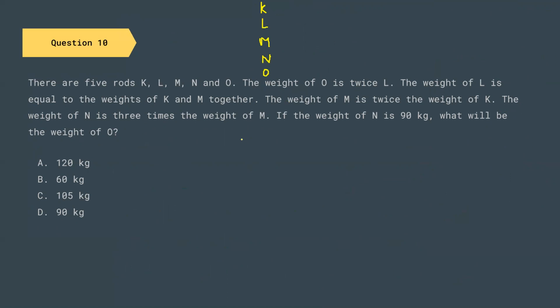Weight of O is twice of L, so O is equal to 2L. The weight of L is equal to K and M together, so L is equal to K plus M. Weight of M is twice of K, that is M is equal to 2K. Weight of N is 3 times the weight of M, so N is equal to 3M. If the weight of N is 90 kg, what will be the weight of O?